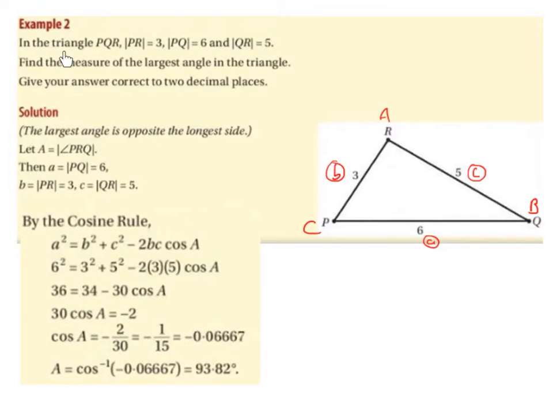Example 2. In the triangle PQR, PR is equal to 3, PQ is equal to 6, and QR is equal to 5. Find the measure of the largest angle in the triangle and give your answer correct to 2 decimal places.